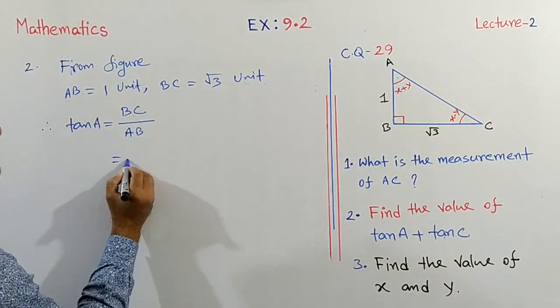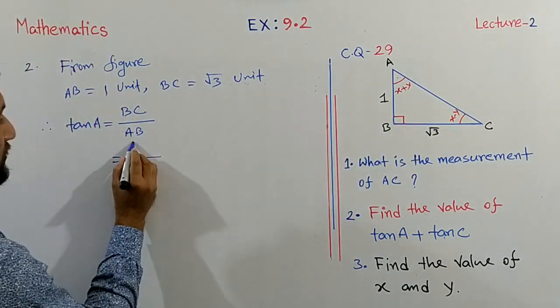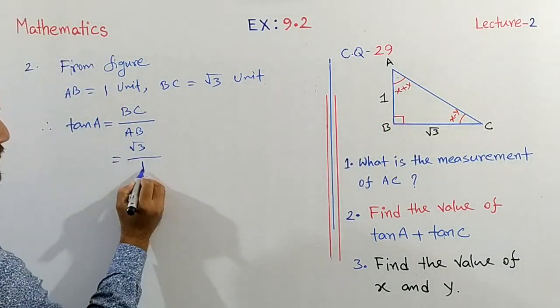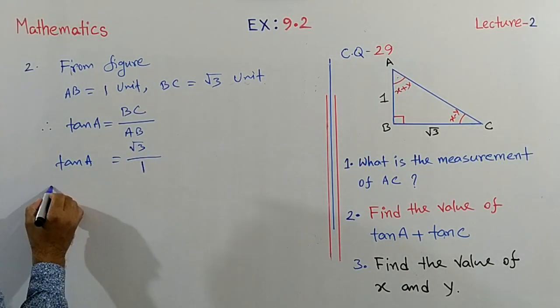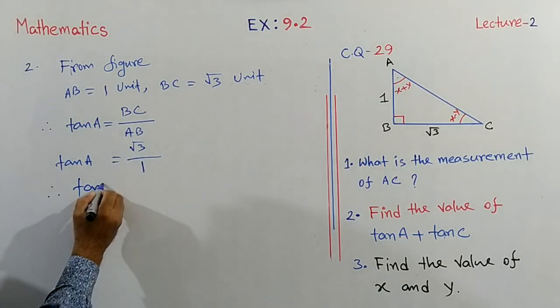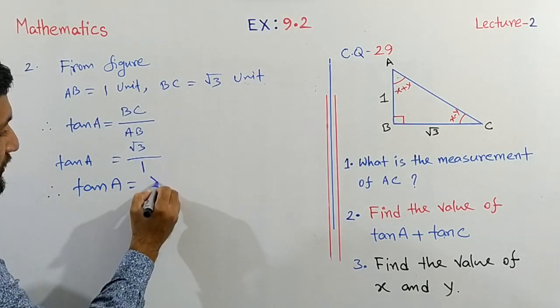So the value of BC is root 3, so write down root 3, and AB is 1. So tan A equals root 3 by 1. Therefore tan A equals only root 3.